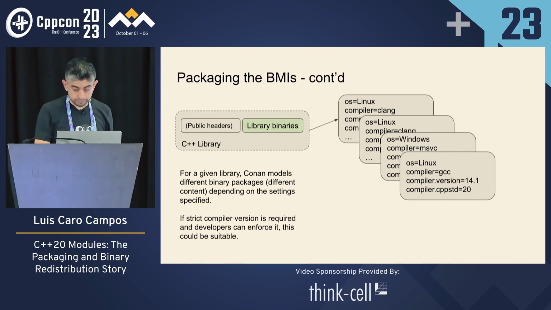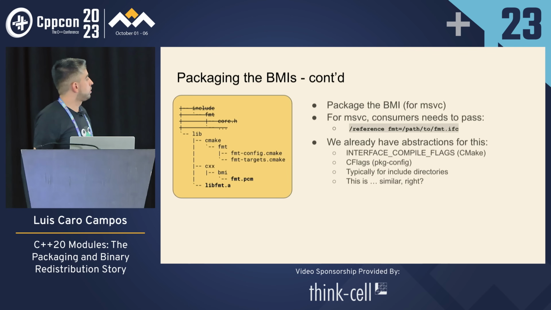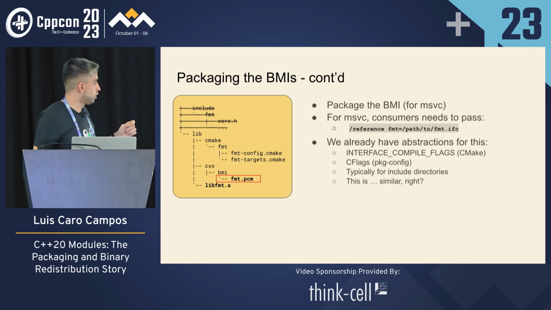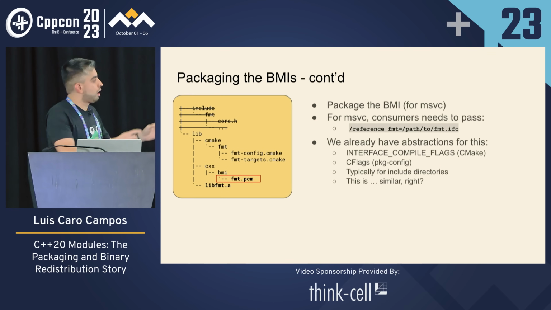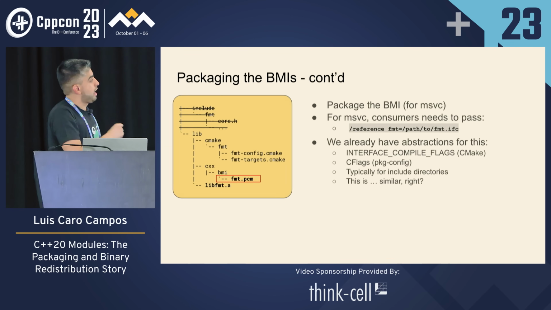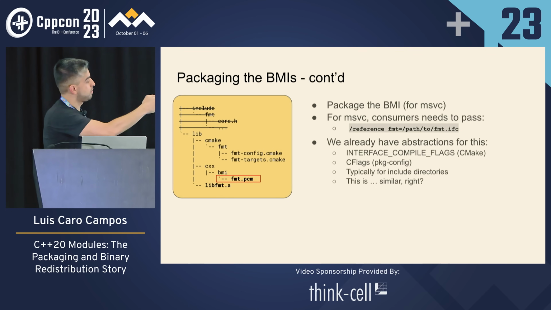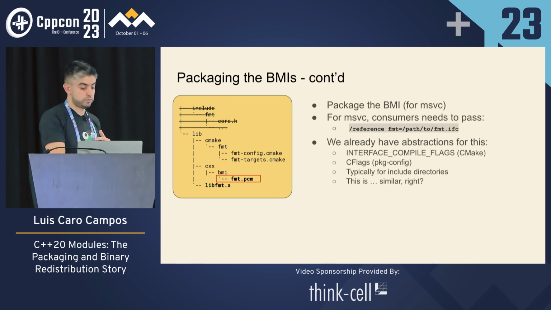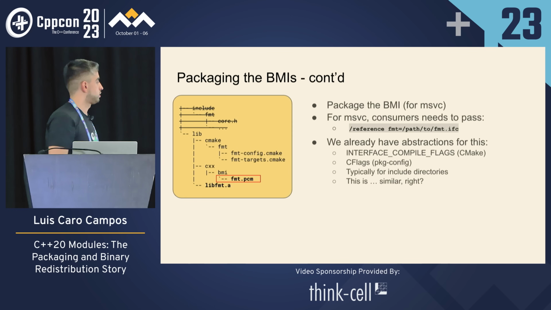So I did a little experiment, and I started with MSVC actually. So in order for a consumer, assuming that we already have the BMI down there, to be able to restore the import FMT line, I would need to pass that compiler flag and the /reference FMT and the path to that file, which for MSVC, the extension would be an IFC. So we already have abstractions for this, which is basically, okay, you're a consumer and you need to add this flag in order for this to work.